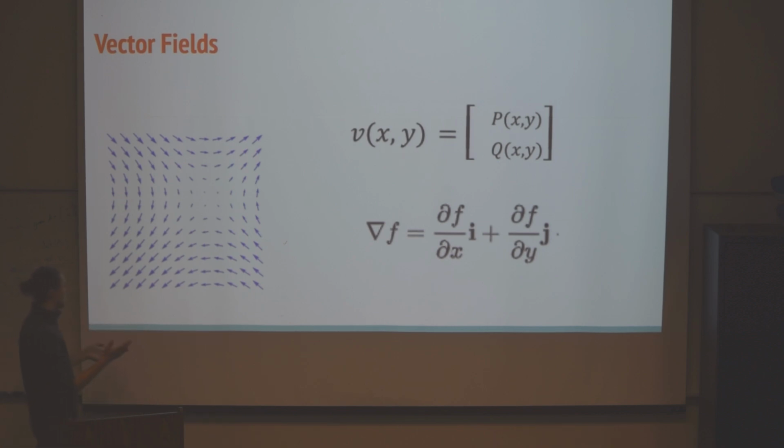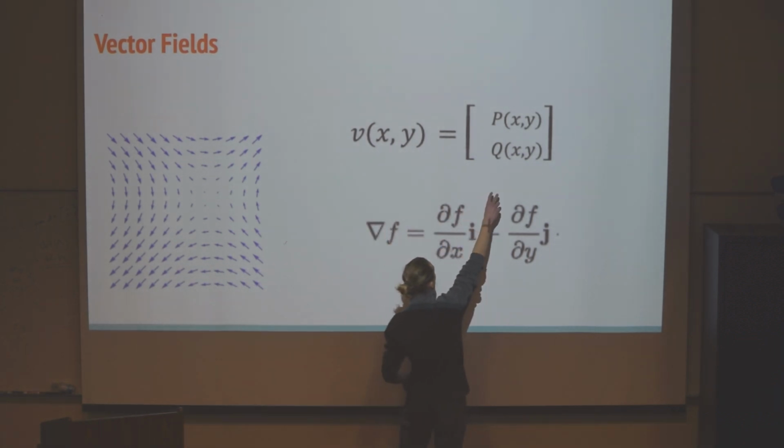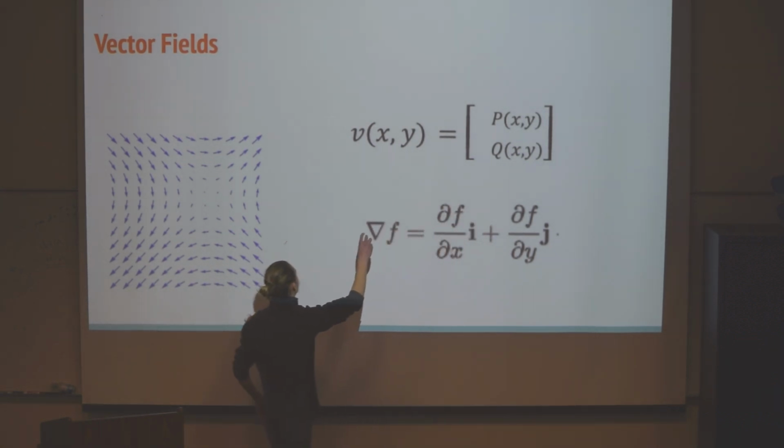A vector field is essentially what it sounds like. It's a field, and I'm only going to be talking about vector fields in 2 dimensions, or else it would get too complicated. In 2 dimensions, a vector field has a couple of properties. It has the point that the vector is on, and it has the direction the vector is pointing in.